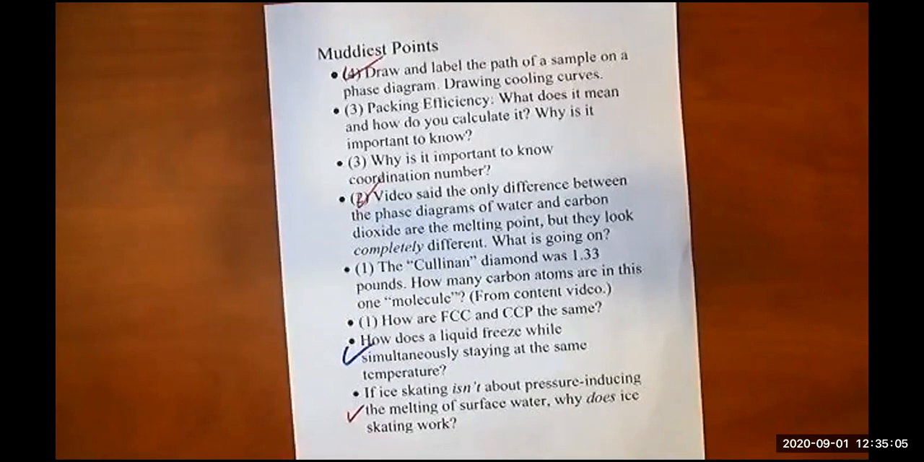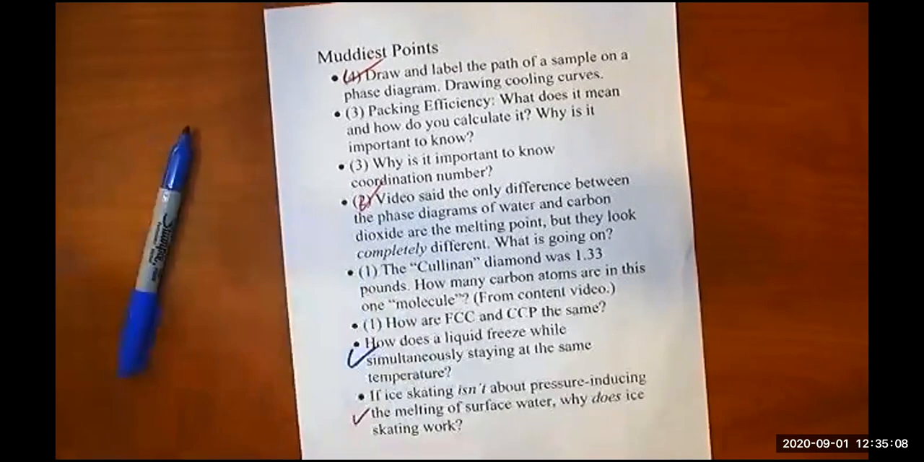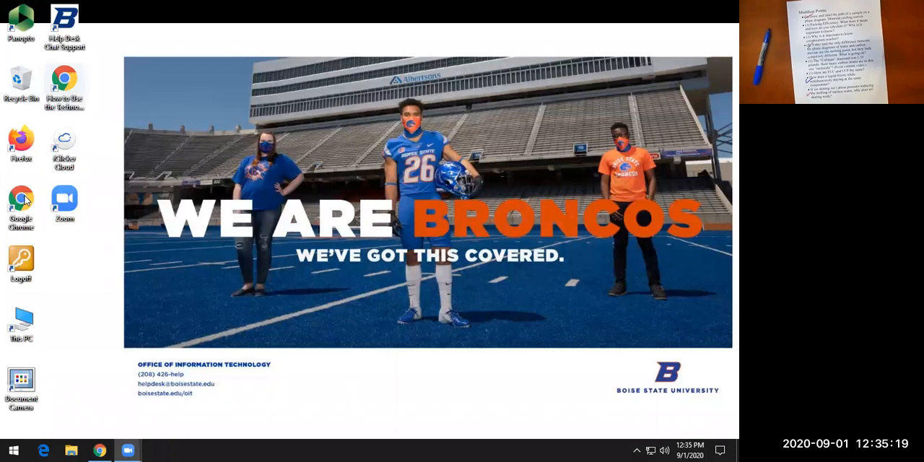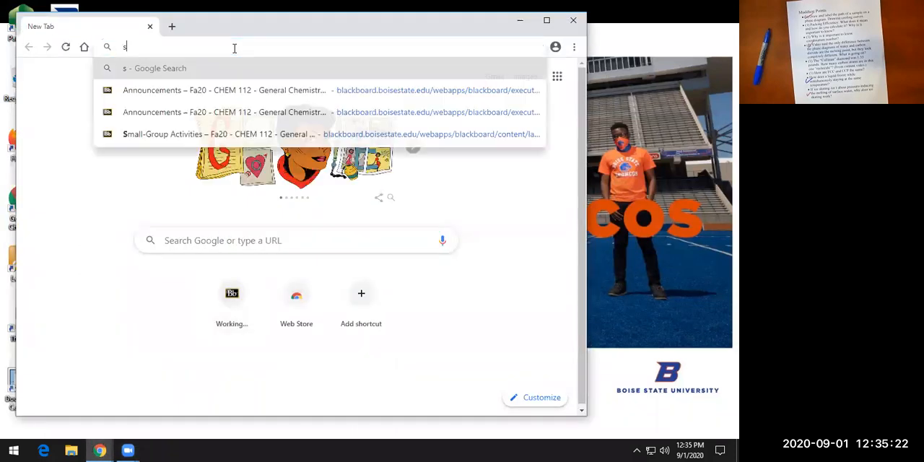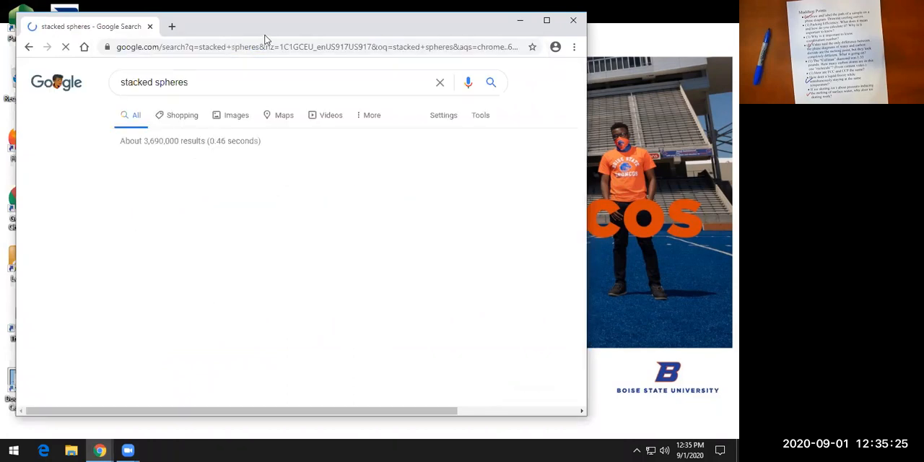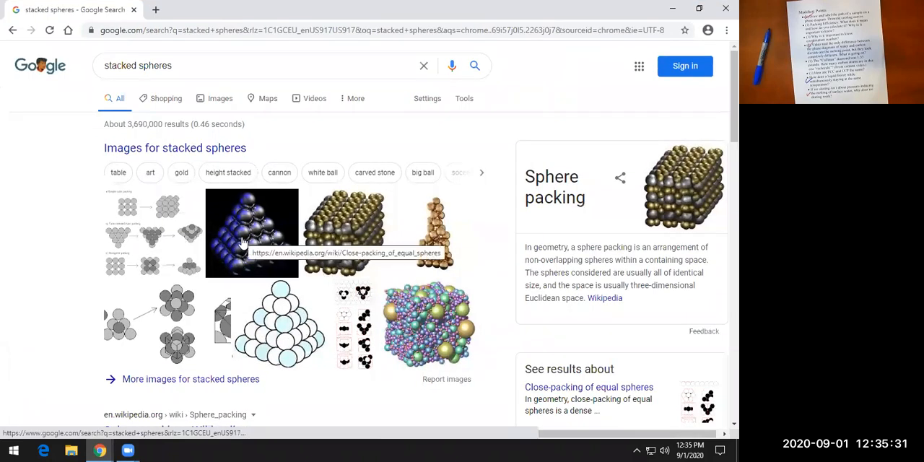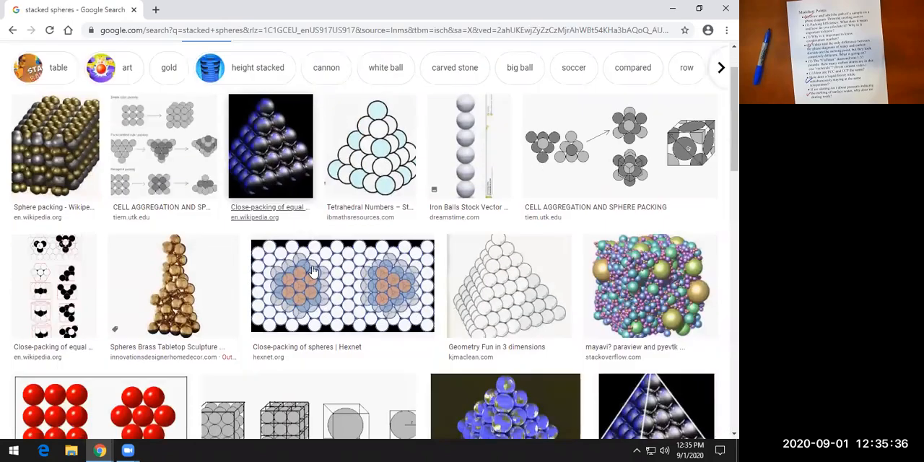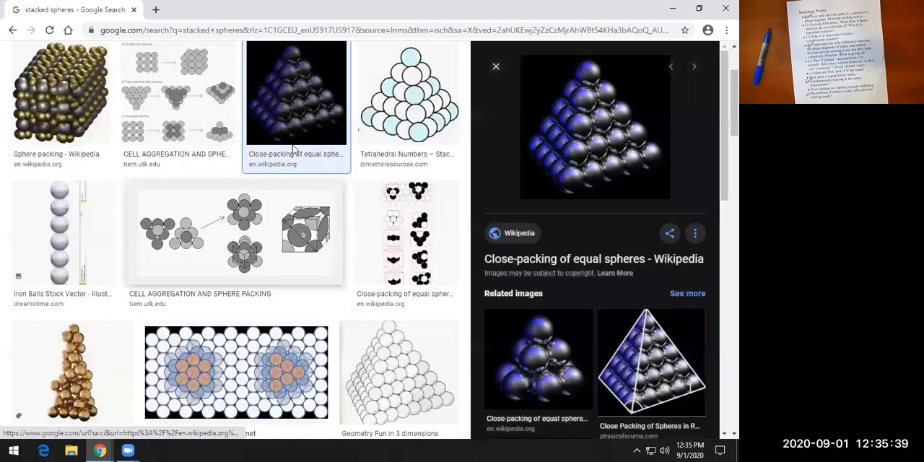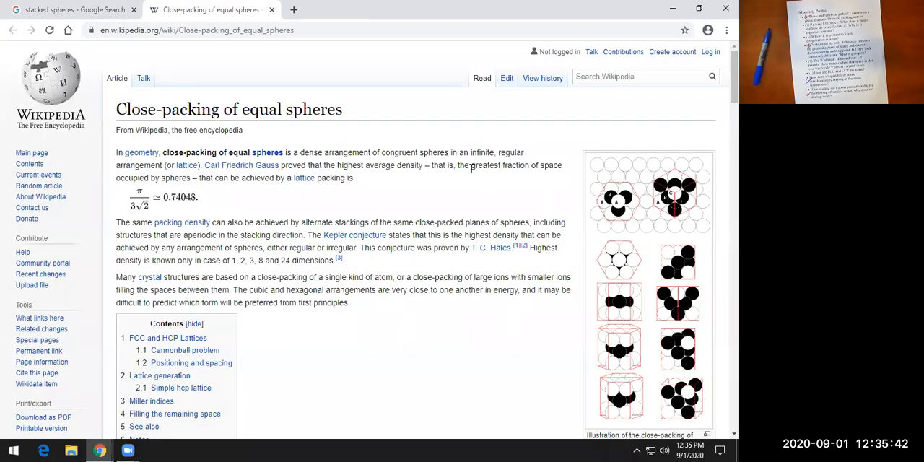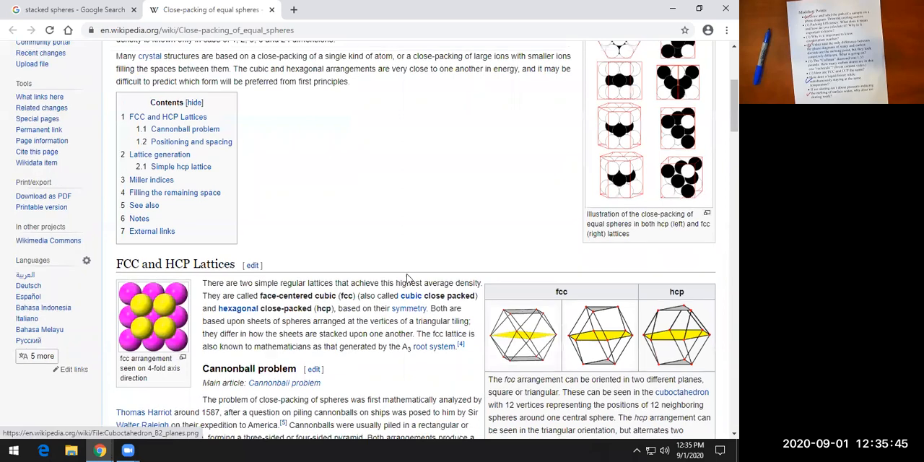I should have brought a bunch of spheres. I'm going to put here. Okay. Okay, so if we look at a picture of some stacked spheres, I guess we'll look at this one. I have a picture not come up.